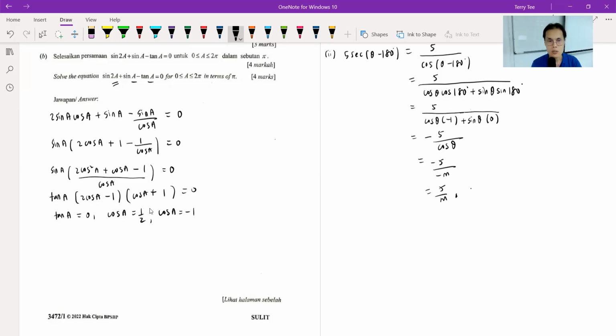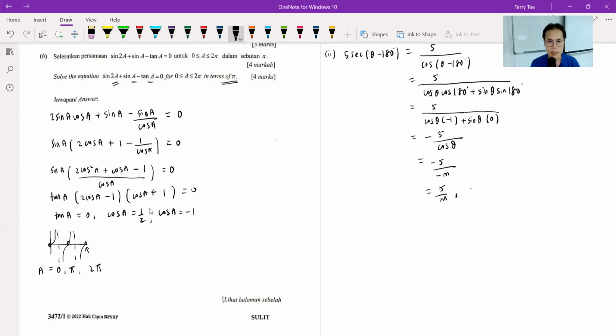For tangent a equals 0, we can find out from the graph. I hope you remember the graph of tangent. So it looks like this. So there are 3 values for a. A can be 0, but in this case, be careful. We are not using degrees. We are using angles in pi form. 180 in radian is pi. 360 in radian is 2 pi.